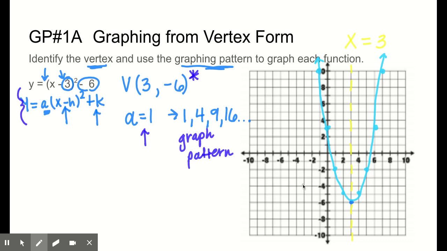So a couple more things we're going to be asked to do with the practice for this lesson is to describe the translation from the parent function. Now remember, again, our parent function vertex is at 0, 0. So from this point, our graph has translated to the right 3 and down 6. So we're going to describe that. Translated to the right 3 and down 6.